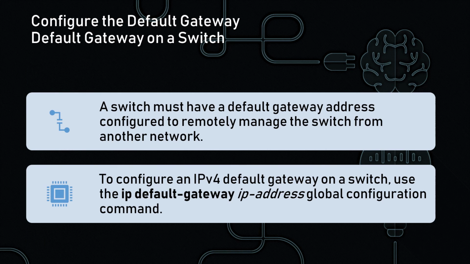A switch has to have a default gateway address to be remotely managed. If we use what's just called an unmanaged switch, we just plug it in, it will not be able to be remotely managed. To set up a default gateway on a switch, we have to use IP default-gateway and then declare the IP address in global config mode. We don't have to declare a mask. Obviously, the IP address itself will declare its mask.